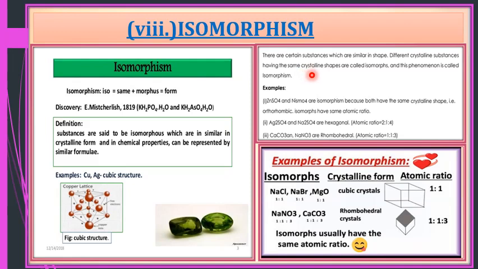The next is calcium carbonate and sodium nitrate, which are rhombohedral. The atomic ratios are the same: 1 for calcium and sodium, 1 for carbon and nitrogen, and 3 for oxygen. Examples of isomorphism here: sodium chloride, sodium bromide, and magnesium oxide. All have the same atomic ratio, 1:1, so they have cubic crystals. Sodium nitrate and calcium carbonate have rhombohedral crystals. Isomorphs usually have the same atomic ratio. Have you got the point about isomorphism?